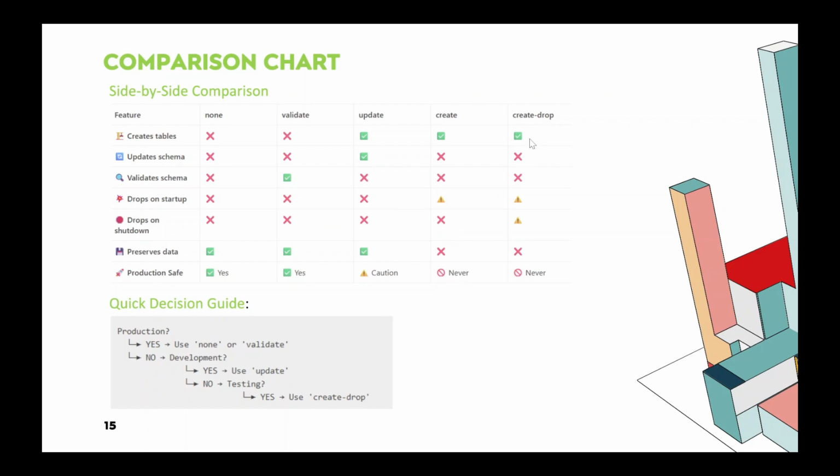Create-drop will create tables and drop them at shutdown. The difference is that both are the same, except here drop at shutdown is no, and here drop at shutdown is yes. It means if you use create and shut down the application, you still see the tables. But if you use create-drop, it will create tables, and when you shut down, it will delete the tables. So that's the difference. For production level, you can use none or validate. For the development level, you can use update and create-drop. So that's the thing.